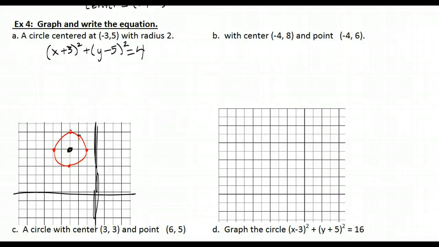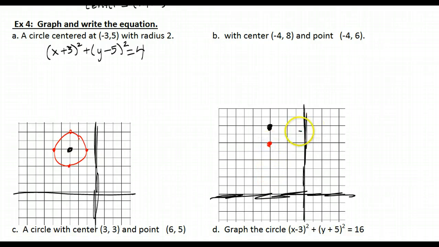Okay, let's do it again. This time I'm not given such easy information. This time I'm given a center and a point. So let's graph that just to start off with, and then we'll find the specific radius. So my center is at -4, 8. 1, 2, 3, 4, 5, 6, 7, 8. And it has a point of -4, 6.